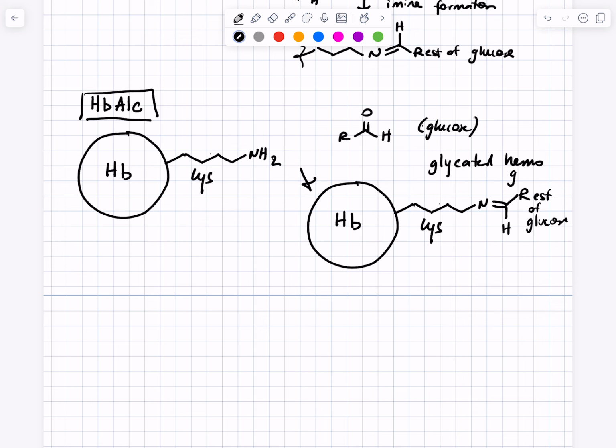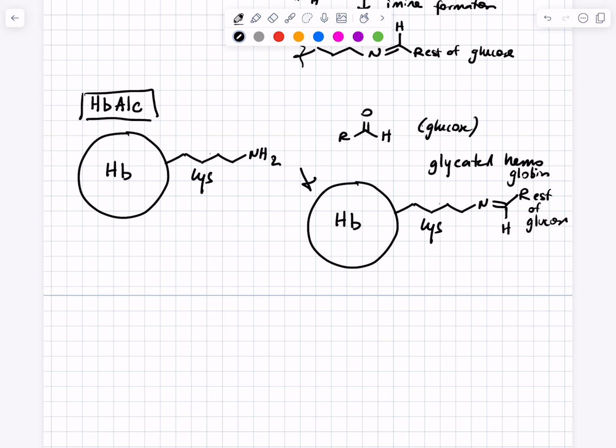In science, we often have multiple words to describe the same thing. Instead of saying hemoglobin with an imine on it, which is what it is, they call it glycated hemoglobin. Yeah? So if my hemoglobin forms an imine with my glucose, will I get a golden brown tan? Will your blood be a little more golden brown? I don't know. That's a good question.